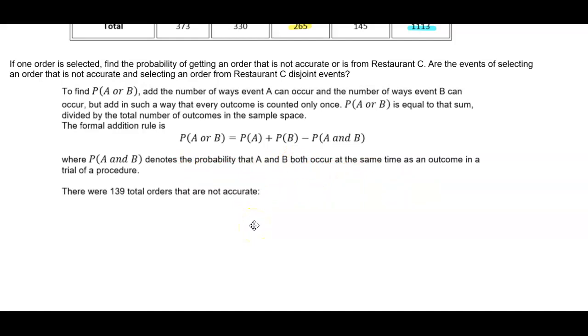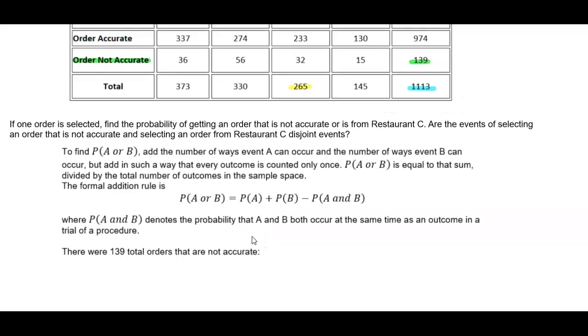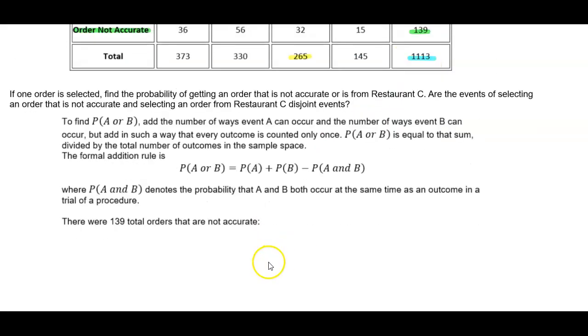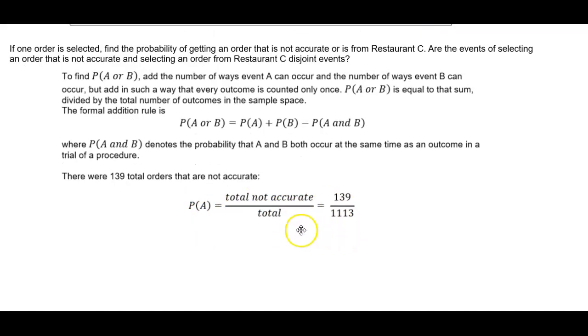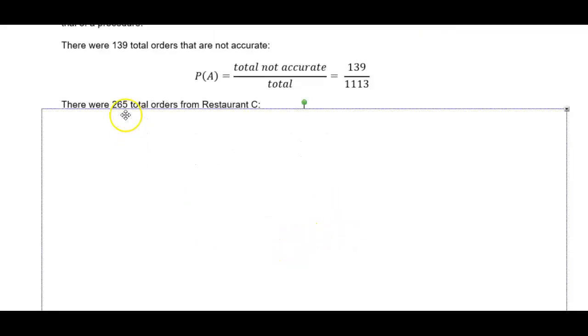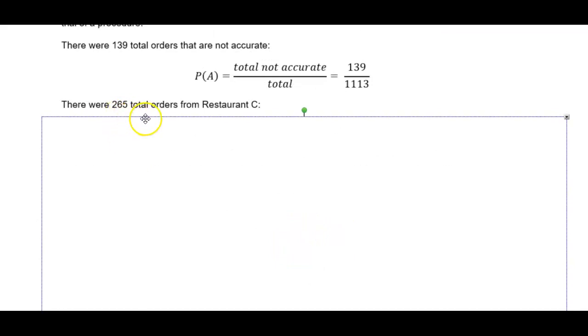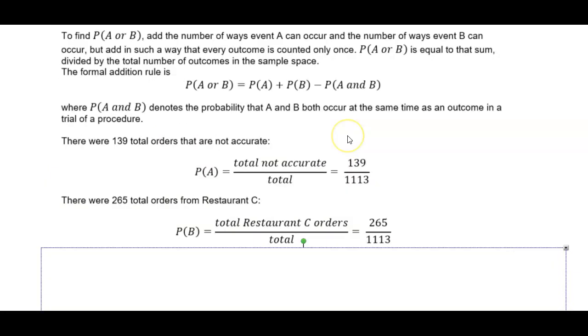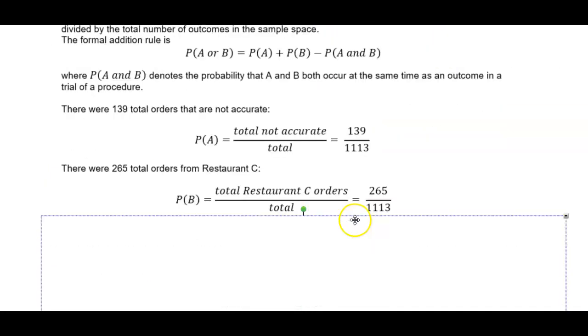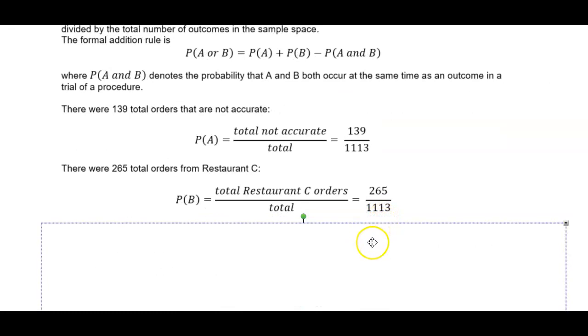Now, there were 139 total orders that are not accurate. So that's what we have in green there. So the probability that the orders are not accurate is total of not accurate over the total, which is 139 over 1,113. Now there were 265 total orders from restaurant C. So therefore, we would say that the probability of event B is the total amount of restaurant C orders, which is 265, divided by 1,113.